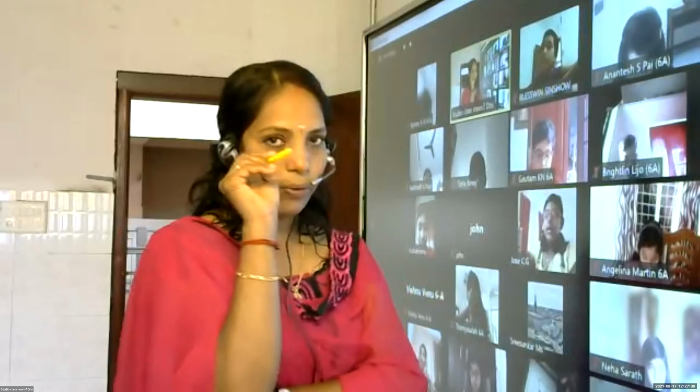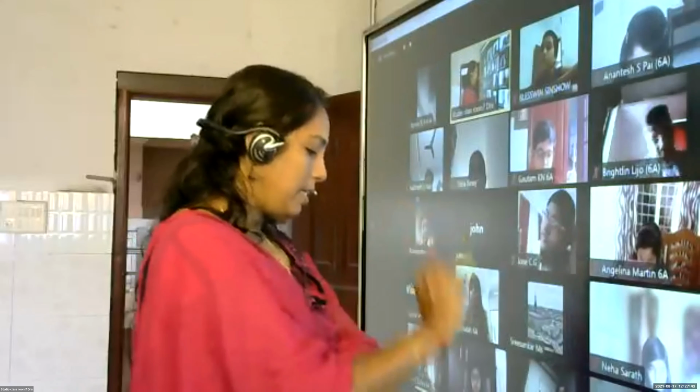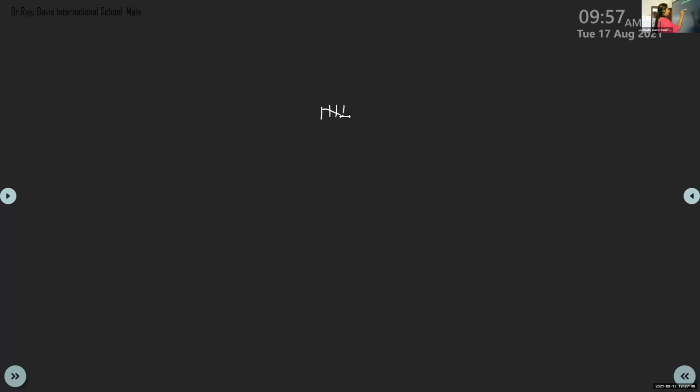1, 2, 3, 4 lines, and for 5 we will put a slanted line. First we write 4 lines, and then the fifth one slanted like this. So this one is tally marks.